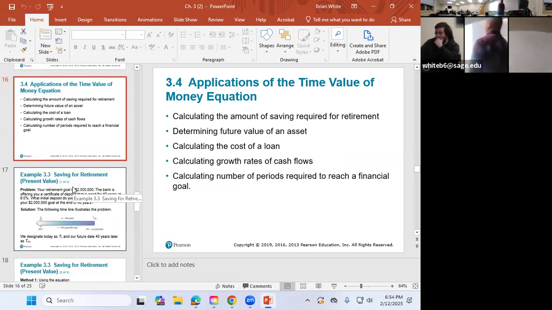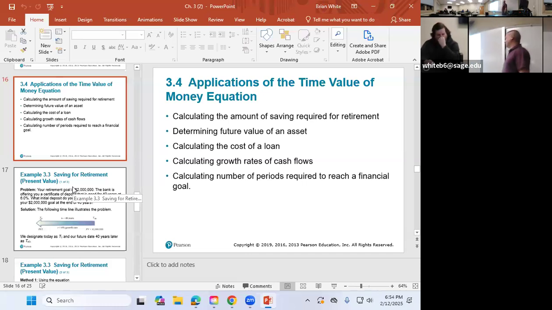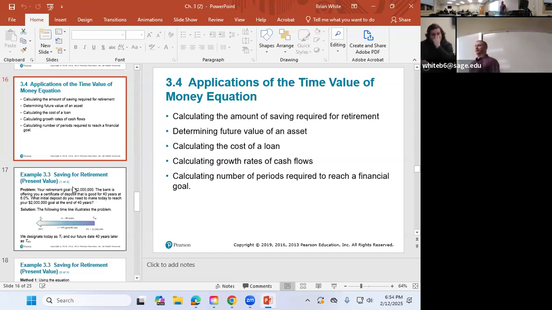Time value of money equation. Calculating the amount of saving required for retirement, a big one for me. Future value of an asset, really important to me. I'm actually looking at that with the advice I got tonight, the other type of investment. I want to see how that works. Calculating the cost of a loan, because there's a cost to every loan: interest. Growth rates of cash flows. The last one is calculating the number of periods required to reach a financial goal. How long do I need to get there?